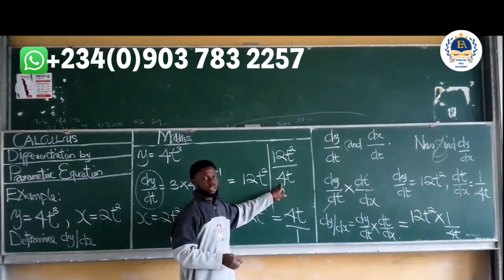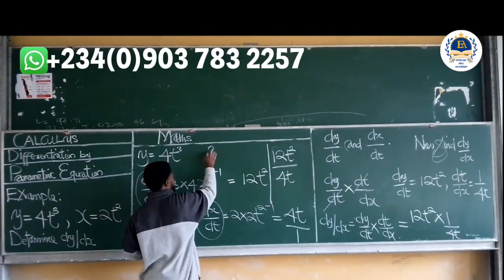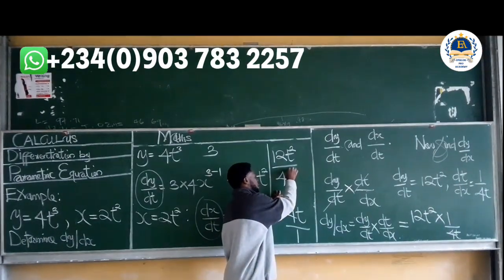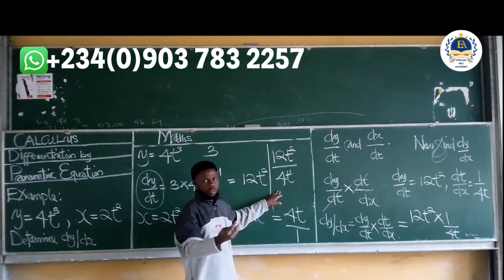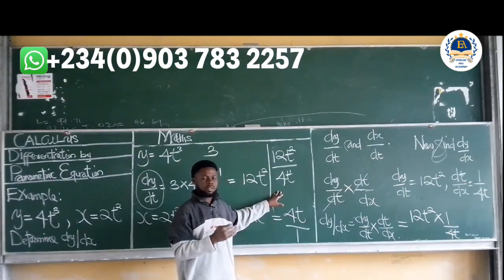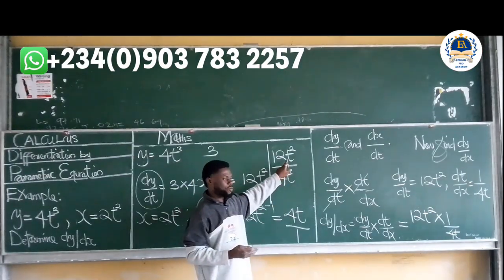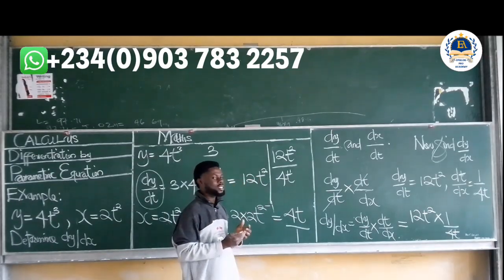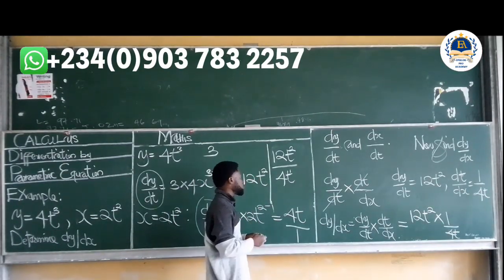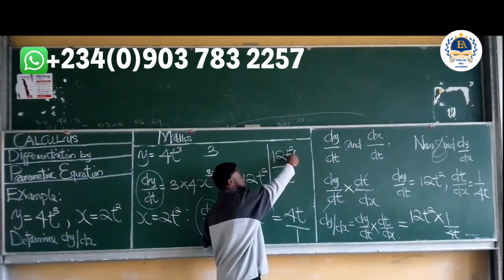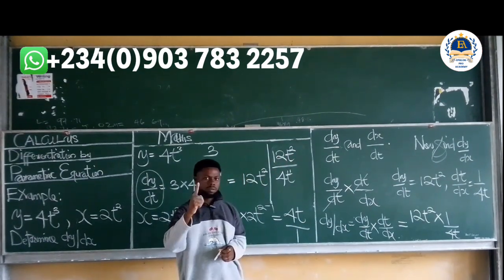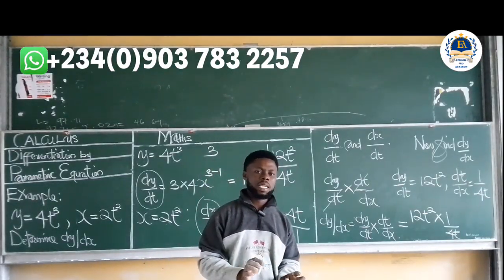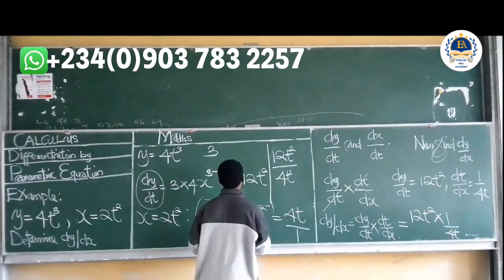12 goes into 4 how many times? 3 times. Then 12t raised to the power of 2 divided by 4. According to the division law of indices, if we have a quantity divided by another quantity, then subtract their indices. So that means it will become t raised to the power of 2 minus 1. And we obtain t raised to the power of 1, which is basically the same as t. So the final result becomes 3t.